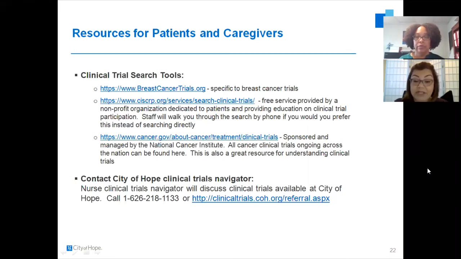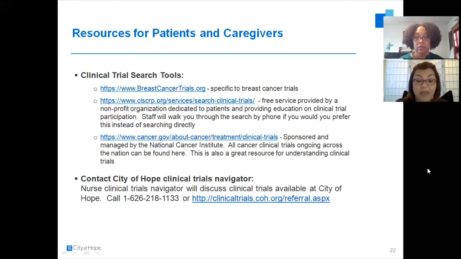There is cancer.gov, which is sponsored and managed by the National Cancer Institute. So all cancer clinical trials that are going on across the nation would be found here. This is also a really great resource for helping understand what clinical trials are. You can also contact the City of Hope Clinical Trials Navigator. We have nurses who are available to review what trials we have available and navigate through them at City of Hope.